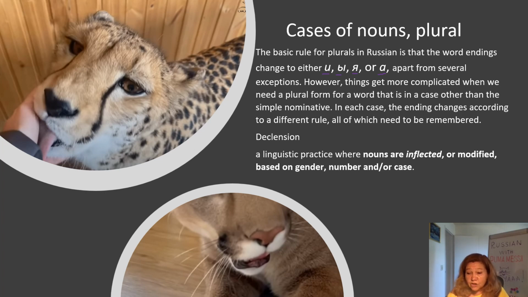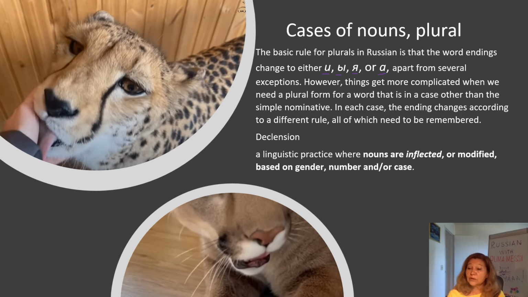So what is the declension, you ask me? Declension is a linguistic term that linguists came up with, and it is when nouns are inflected, or in other words, modified based on gender, number, or case. As we know, the Russian language has 3 genders: masculine, feminine, and neuter. And in addition to all this wonderful stuff, it also has case. And there are 6 cases. Wow, that was a lot to process.